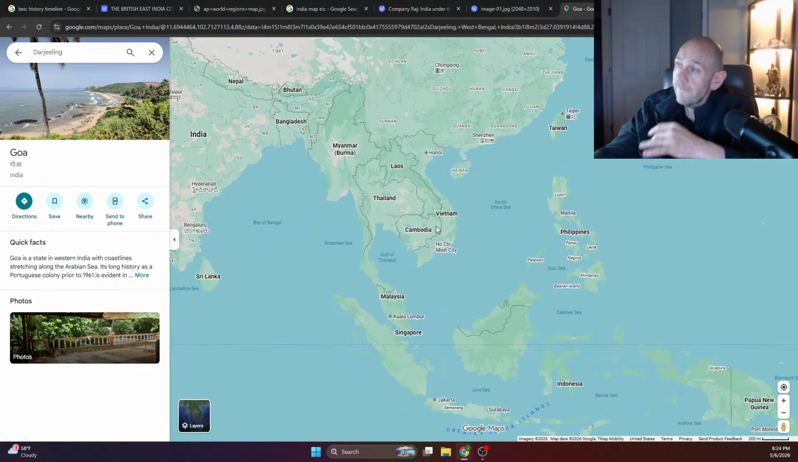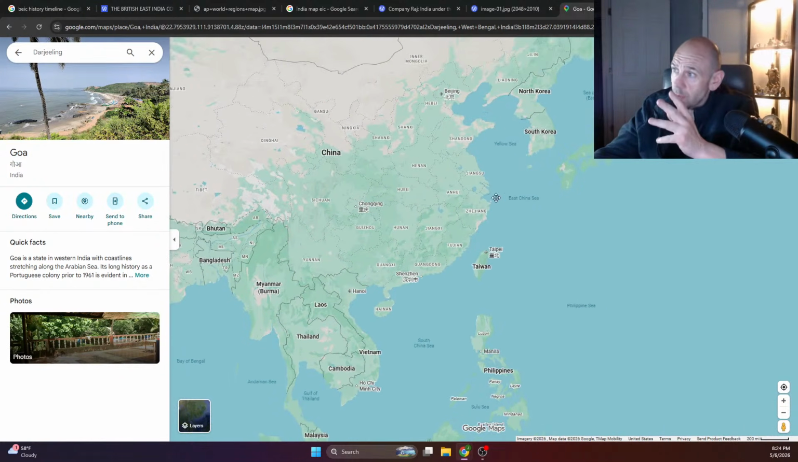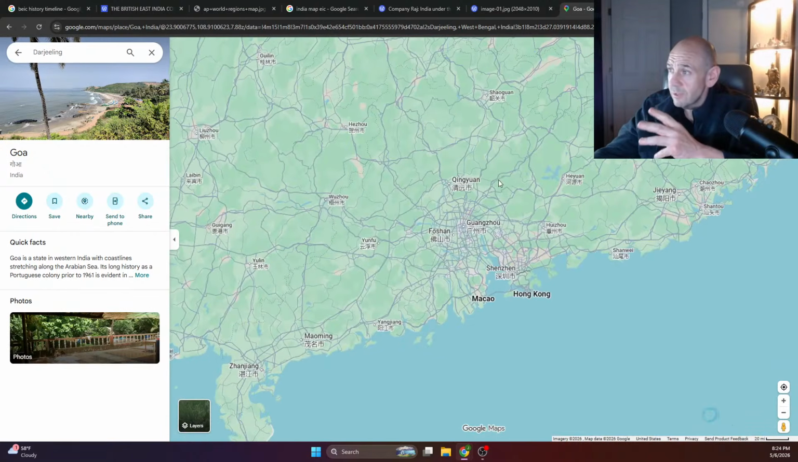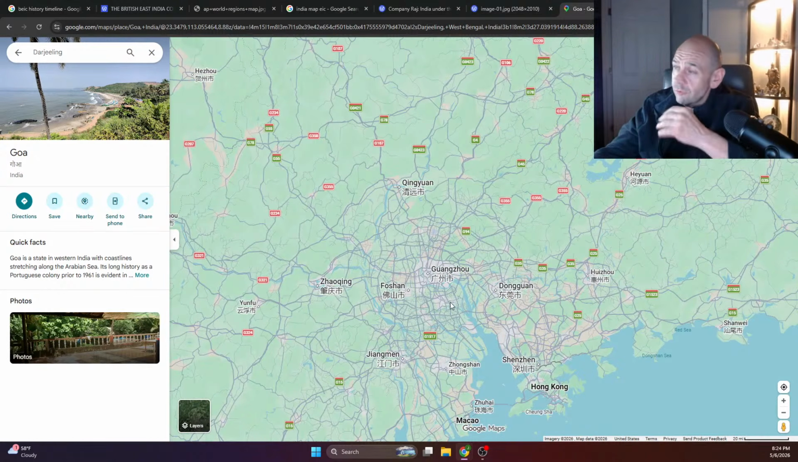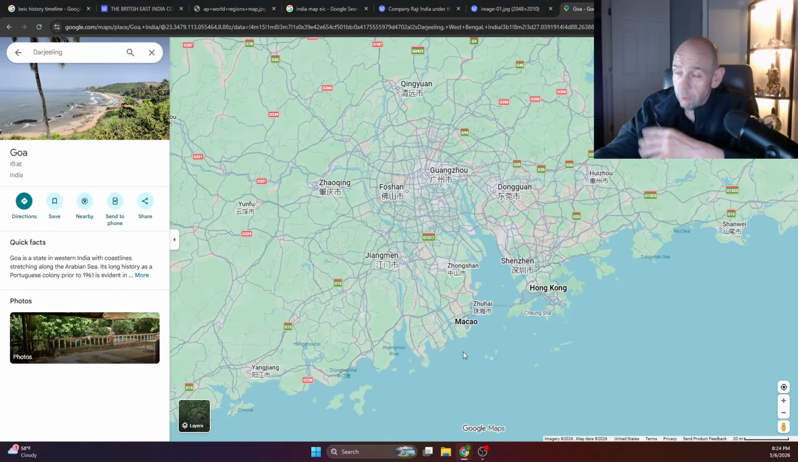Now later, these companies become very bold. They go so far as to even setting up factories inside of Guangzhou where they store their opium. Like, they just become very brazen about it at that point. They're bribing all the local merchants and so on. This leads to a conflict. This conflict is called the First Opium War.